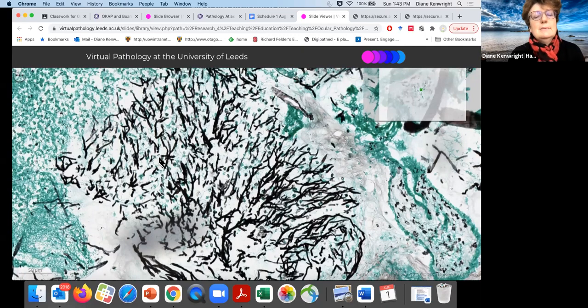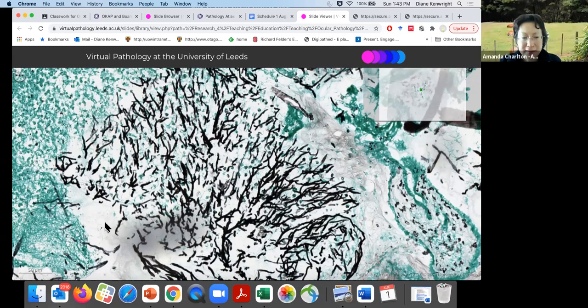So what stains this, Amanda? I think this is a silver stain of some sort. We use a Gomori methenamine silver, GMS stain, silver stain. We could also do a PAS stain that also stains up fungi.